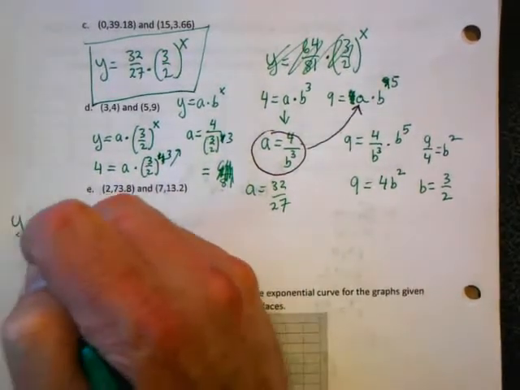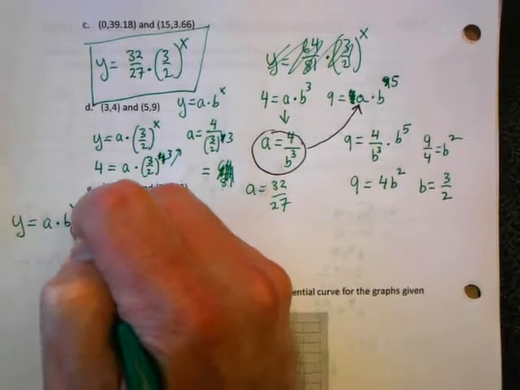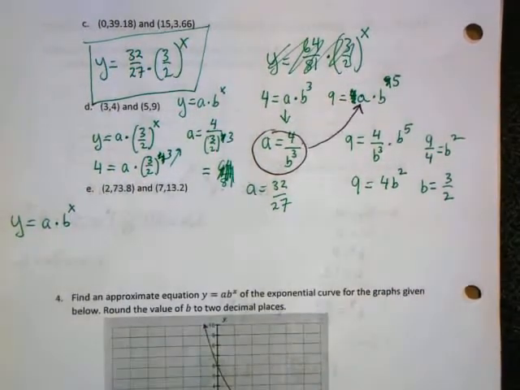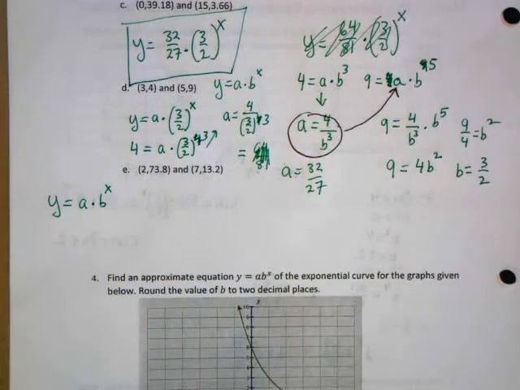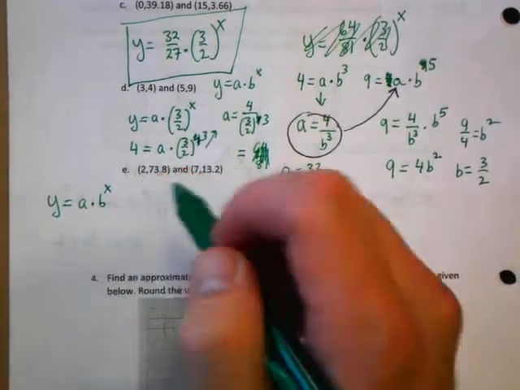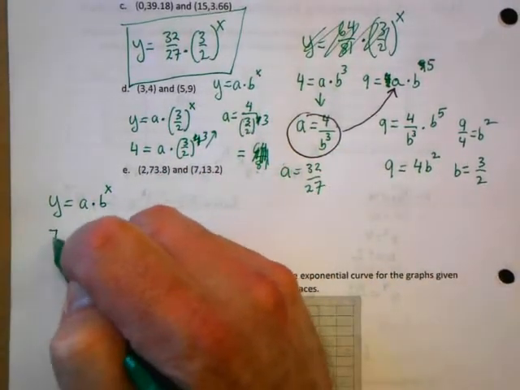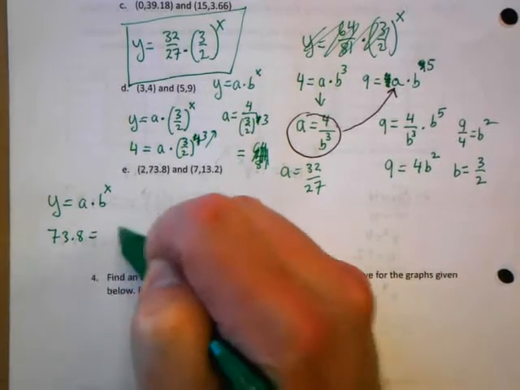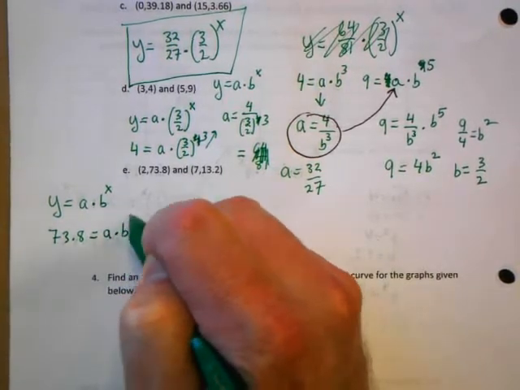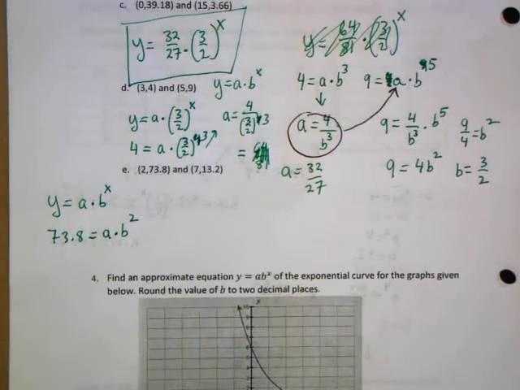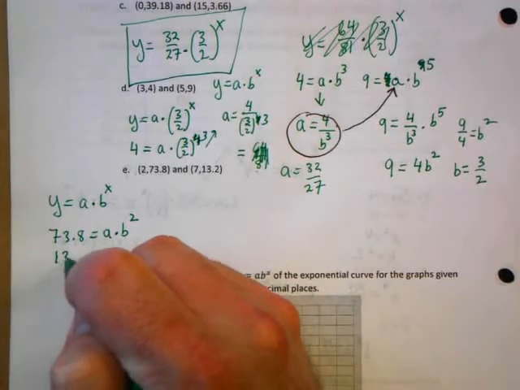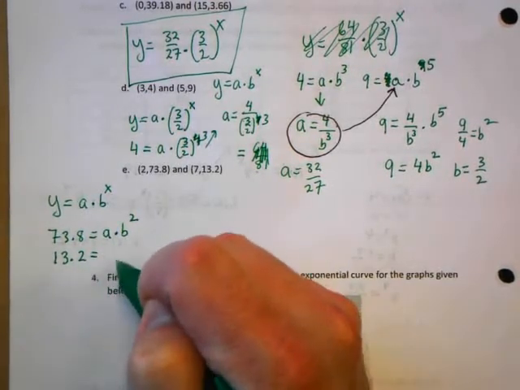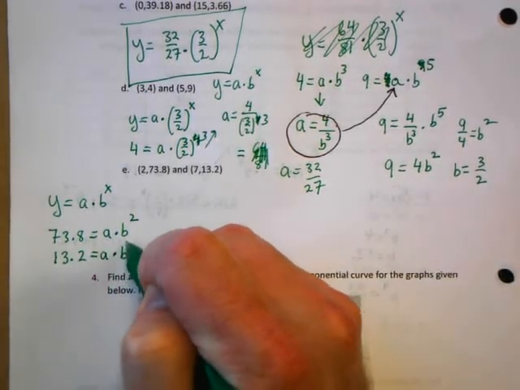We're going to have y equals a times b to the x. Once again, we notice, unfortunately, that we were not given the y-intercept. If you're not given the y-intercept, you're just going to plug in both pairs. So you're going to have 73.8 equals a times b squared. And then you plug in the other pair, you have 13.2 equals a times b to the 7th.